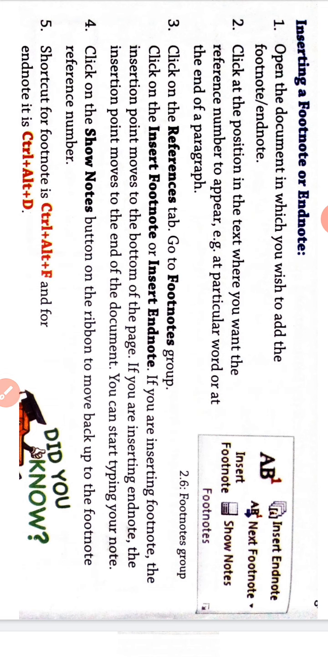Click on the insert footnote or insert endnote. If you are inserting footnote, the insertion point moves to the bottom of the page. If you are inserting the endnote, the insertion point moves to the end of the document. You can start typing your note. Step 4. Click on the Show Notes button on the ribbon to move back to the footnote reference number. The shortcut key for footnote is Ctrl plus Alt plus F. The shortcut for endnote is Ctrl plus Alt plus D.